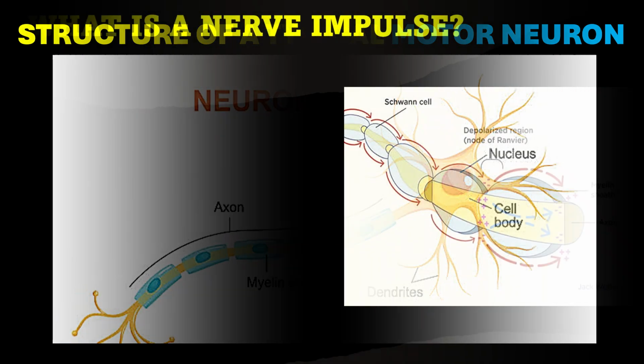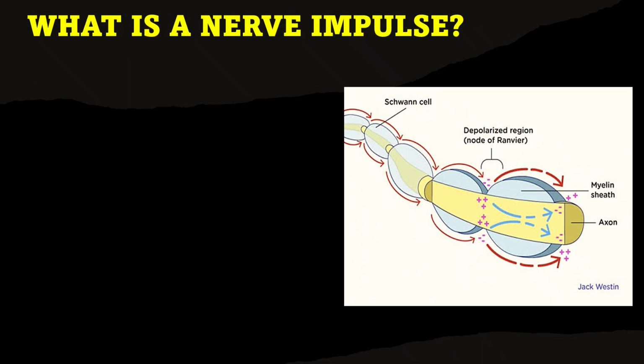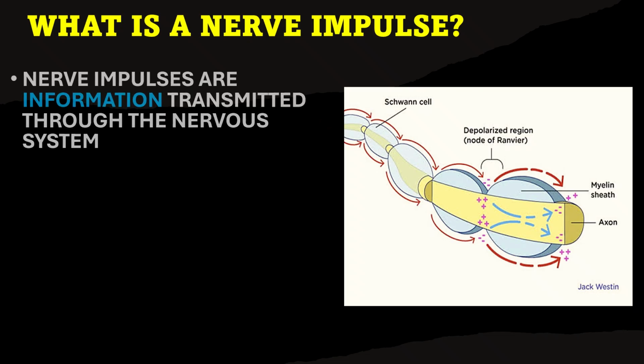So information within the nervous system is called an impulse. It is actually an electrochemical message that is transmitted within the nervous system. That is the only language the nervous system understands. So the nervous system understands the language of a nerve impulse. Hence, what is a nerve impulse? A nerve impulse is information transmitted through the nervous system.